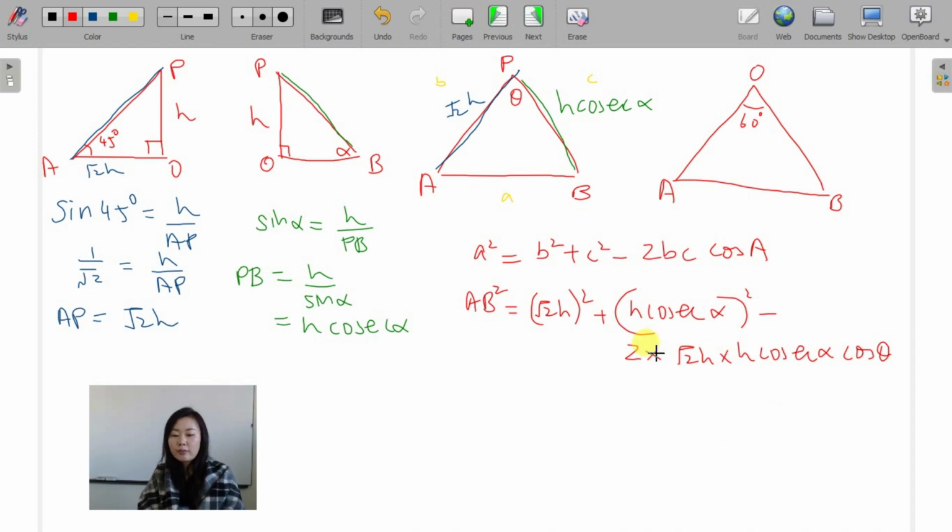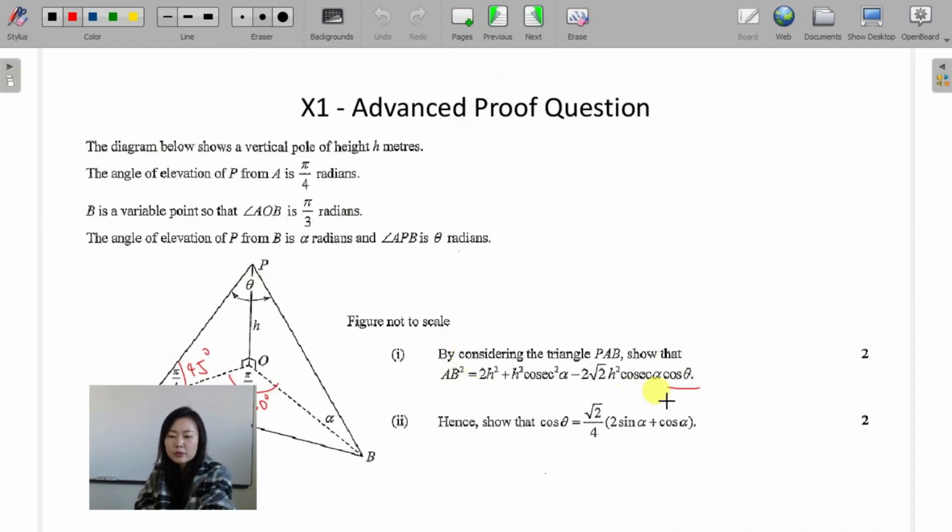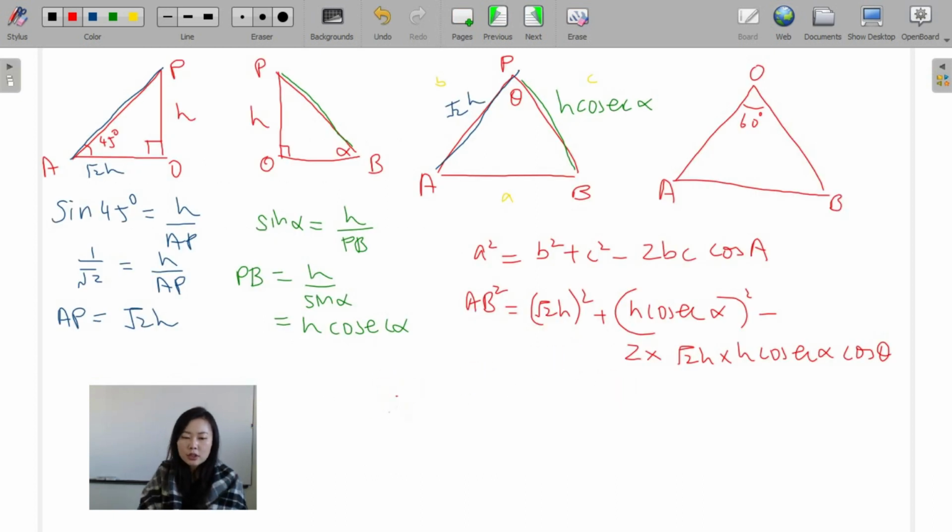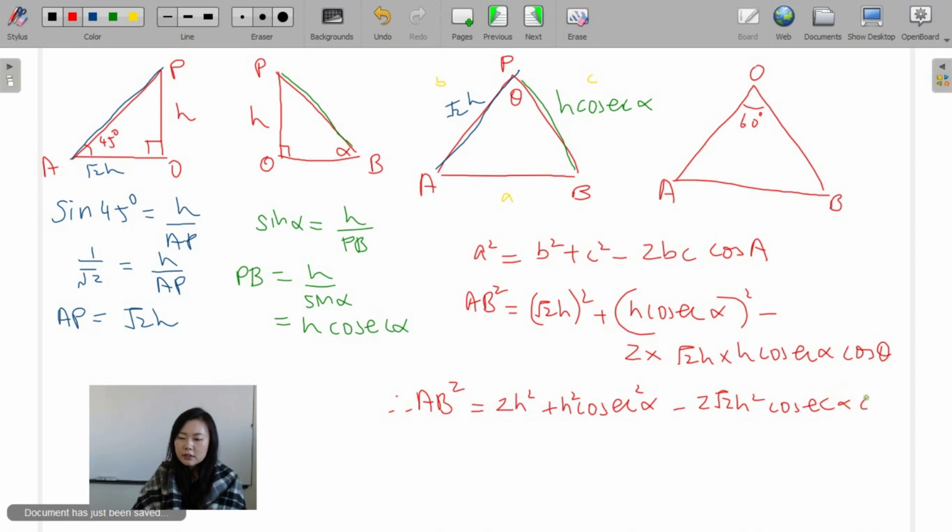Okay, now if you compare this to what we're trying to prove, it's actually the same thing now, right? I'll just clean it up so it looks like the question. So AB squared is equal to 2h squared plus h squared cosec squared alpha minus 2 root 2 h squared cosec alpha cos theta. That's it. Alright, nice and easy, piece of cake.